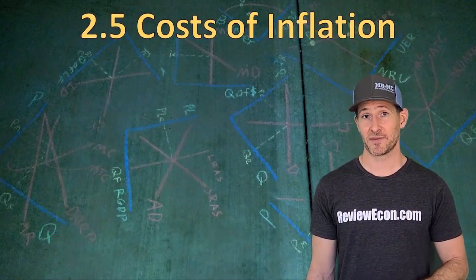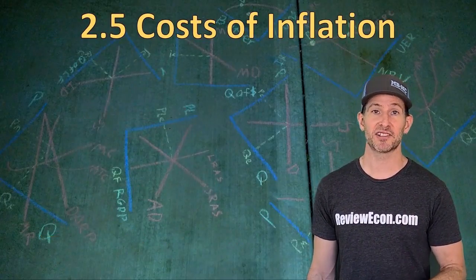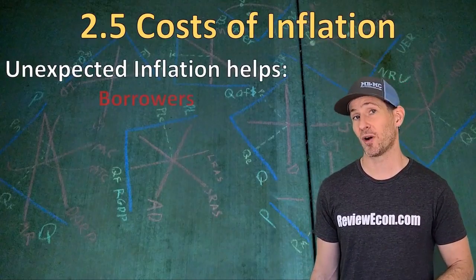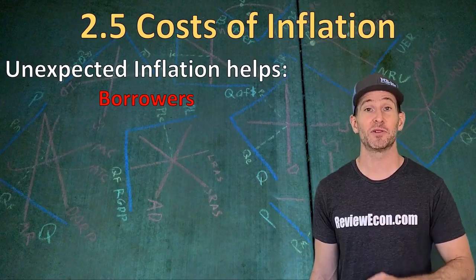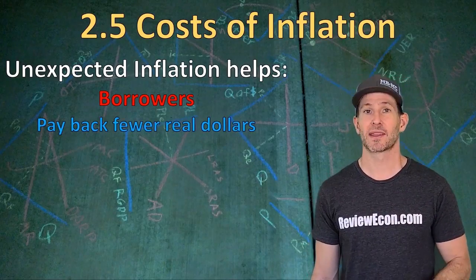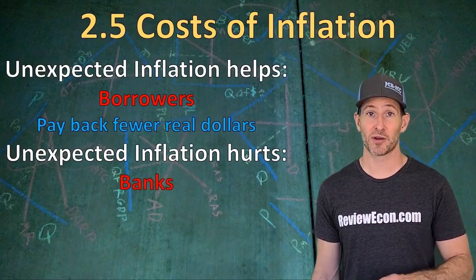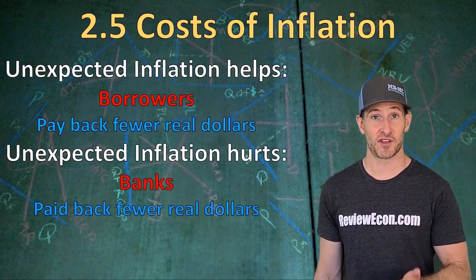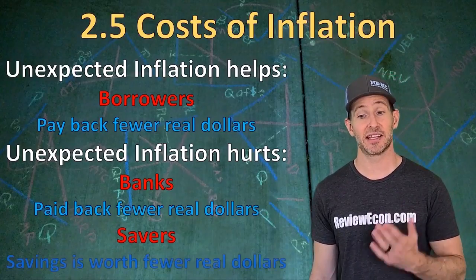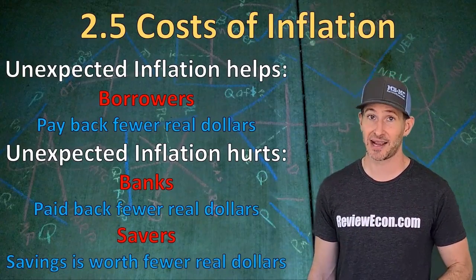Inflation doesn't impact everybody equally. Some people are helped by inflation and some people are hurt. The people who are helped by inflation are actually borrowers. People in debt actually will pay back fewer real dollars when inflation is higher than expected. On the other hand, unexpected inflation will hurt banks because they are paid back fewer real dollars. Savers are also hurt because the money they have saved is worth fewer real dollars as time goes on.